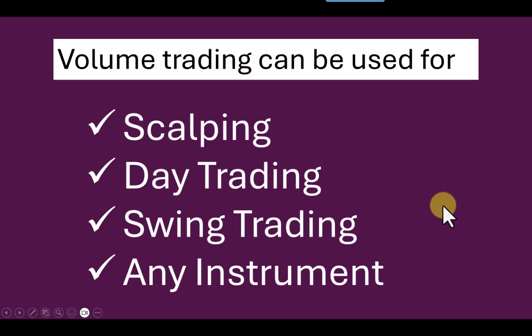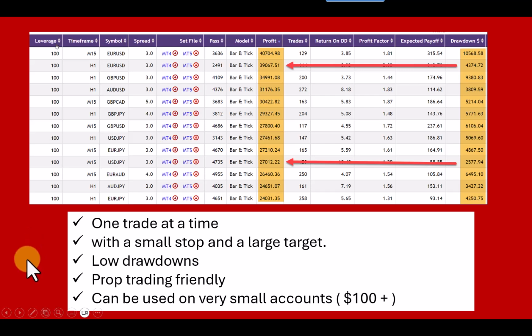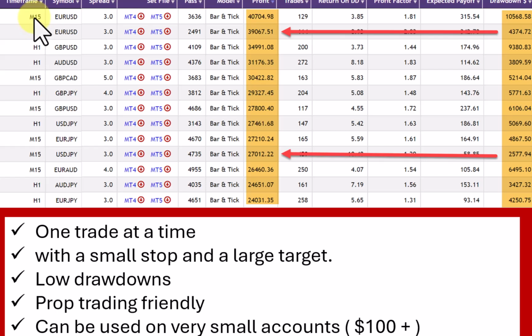Okay, now this actual concept can be used for scalping, really good at scalping, but also for day trading, swing trading, and it can be used on any instrument. It can be used on indexes, metals, and crypto especially. Now here's an example of the results that we're getting from Forex, and there are the Forex. We're only trading the 15-minute and the 1 hour, 1 hour representing swing trading, 15-minute representing scalping.